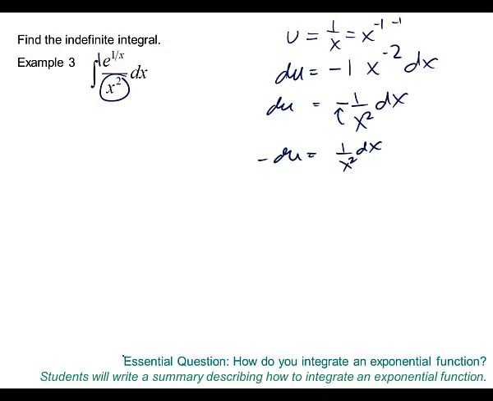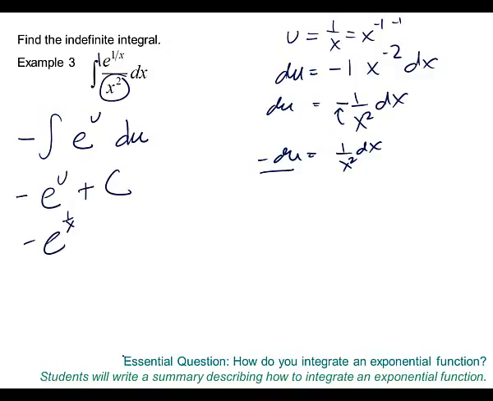All right, so let's go ahead and sub in. So for the 1 over x, we're putting in what? U. For 1 over x squared dx, we're putting in negative du. All right, I go to integrate. I get e to the what? e to the u plus c. And instead of u, we're going to write e to the 1 over x plus c.